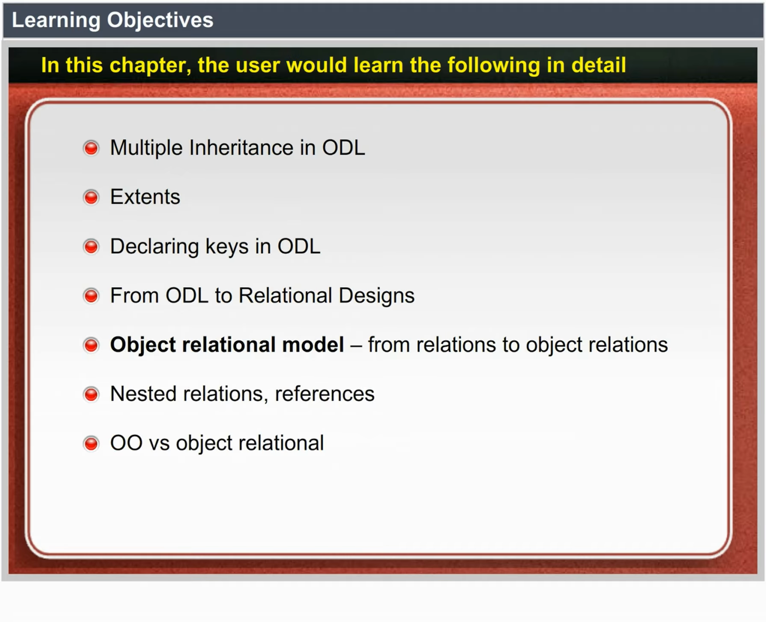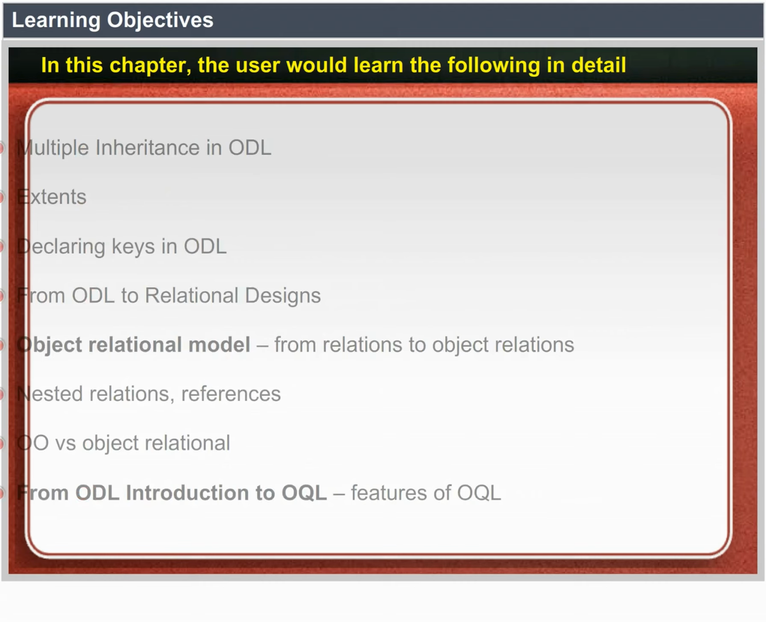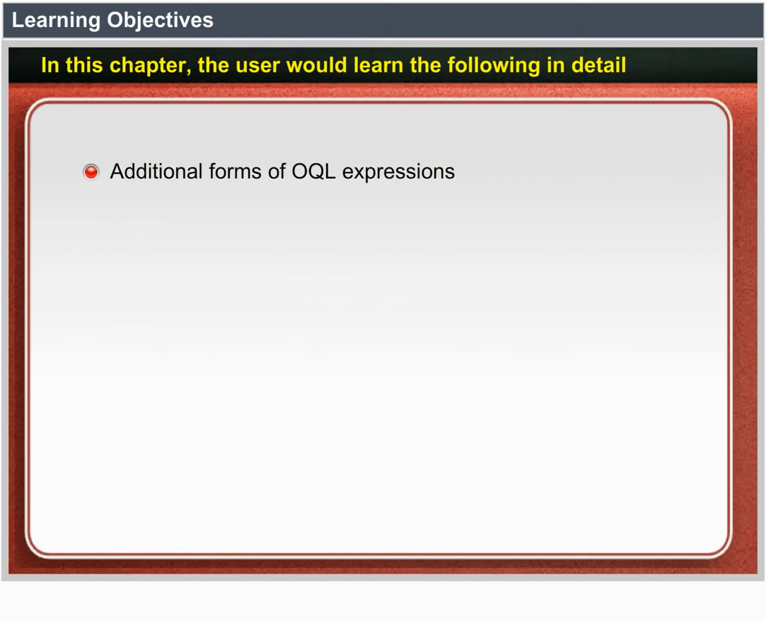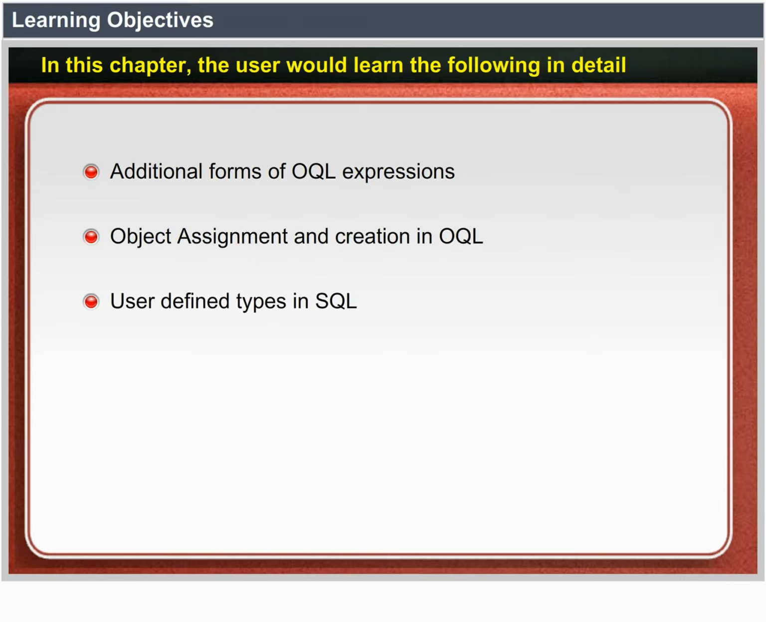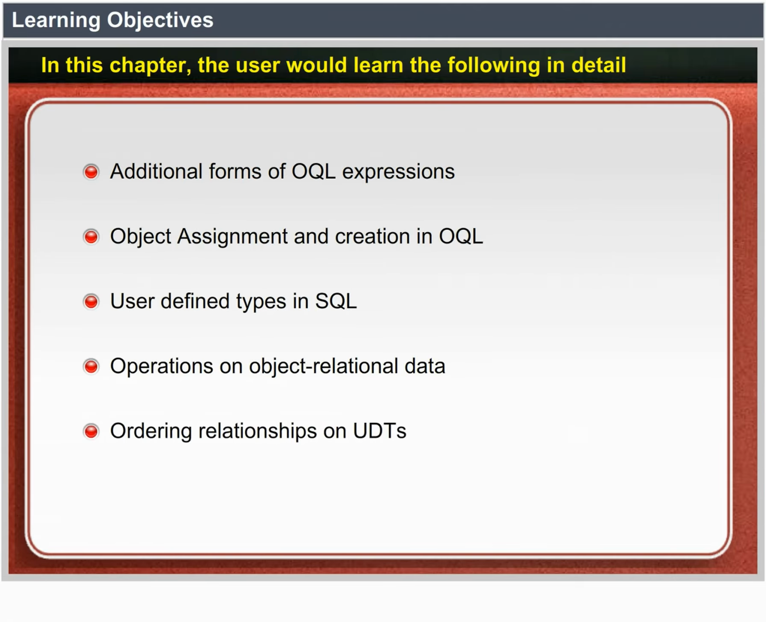Object-oriented versus object relational. From ODL introduction to OQL. Features of OQL. Additional forms of OQL expressions. Object assignment and creation in OQL. User-defined types in SQL. Operations on object relational data. Ordering relationships on OODTs.